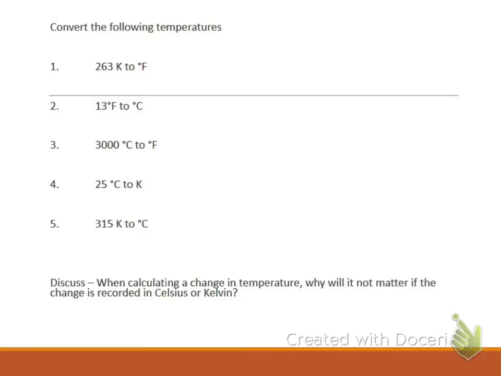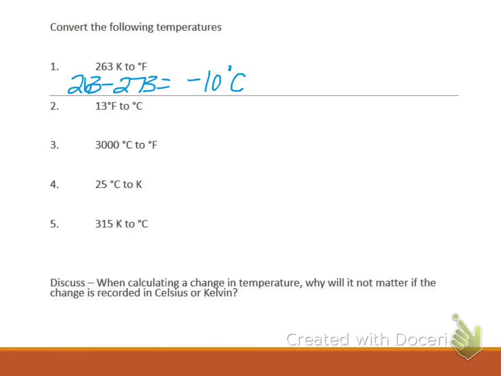So we're going to do two of these conversions together. Y'all are going to tell me what to write, I'm going to write it, and we're going to calculate it. Number 1, 263 Kelvin to Fahrenheit. What is the first step I need to take? Get it to Celsius, correct. So I'm going to take 263 minus 273, and that will give me negative 10 degrees Celsius.